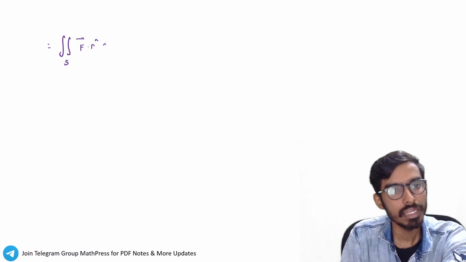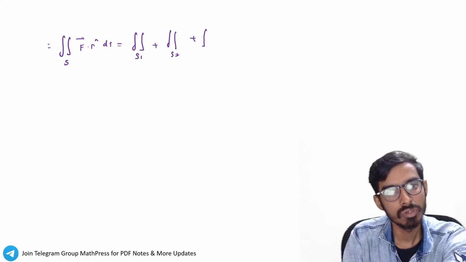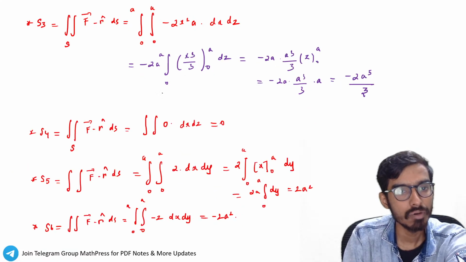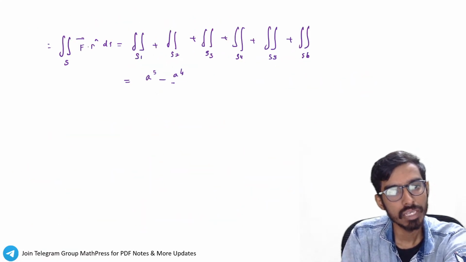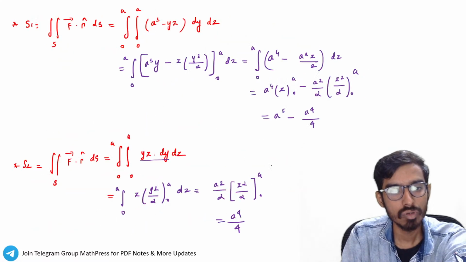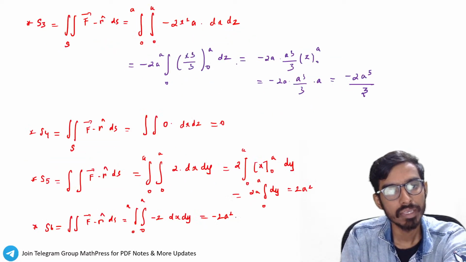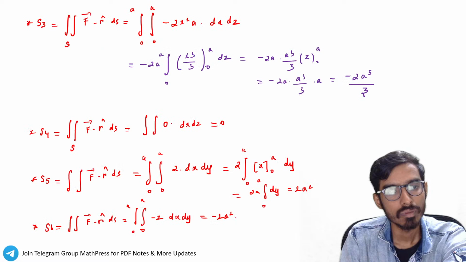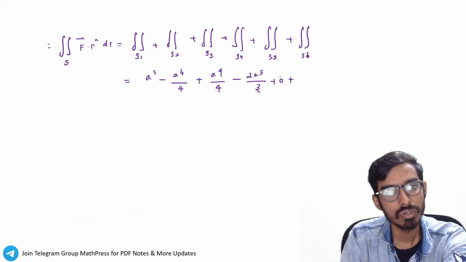That's it. So therefore, double integral over s of f vector dot n cap ds is equal to the double integral over s1, s2, s3, s4, s5, and s6. You need to put f dot n cap, but I'm not using this. What is s1? S1 is a power 5 minus a power 4 by 4. What is s2? S2 is a power 4 by 4. S3 is minus 2 a power 5 by 3.